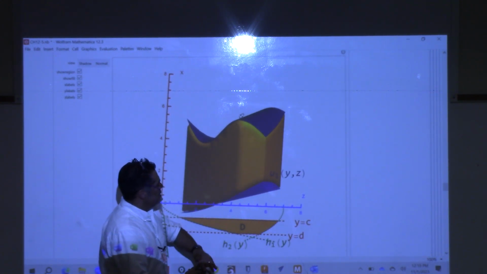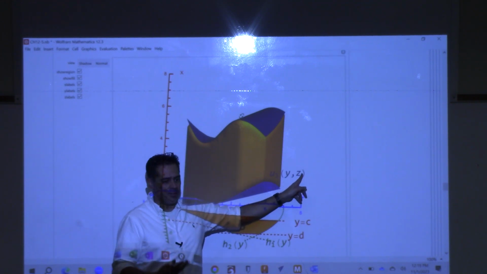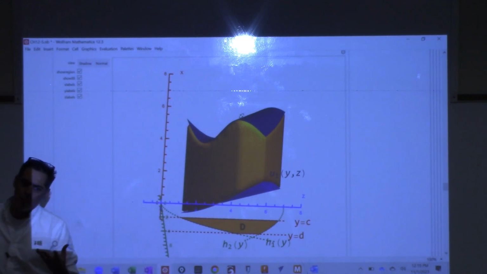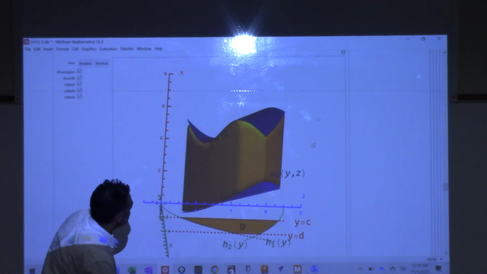Well, the important thing is that this surface on the bottom is a function of y and z, not x and y. And then surface here. We're not going to do these, all right? It's just so we know that there are these other possibilities.